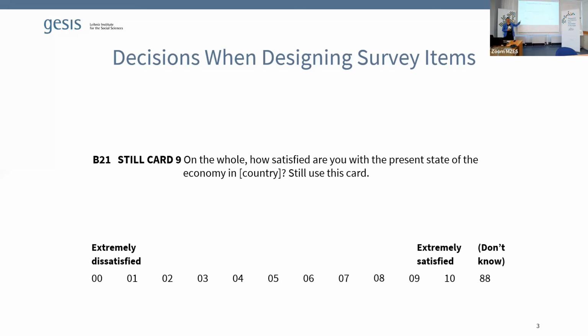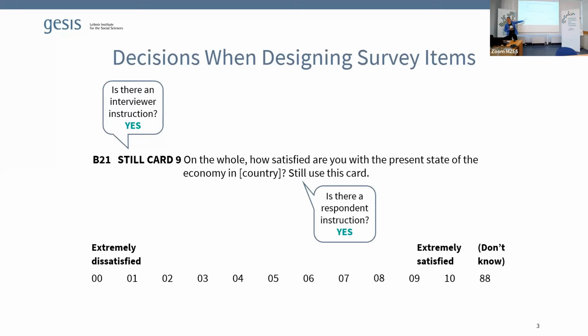when designing this item. One thing could relate to the question whether you wanted to add an interviewer instruction in the case of a face-to-face interview, for example. In this case, the ESS always puts the interviewer instructions here in bold letters. Or do you want a respondent instruction, which you have here? Still use this card is information to the respondent on what to do.